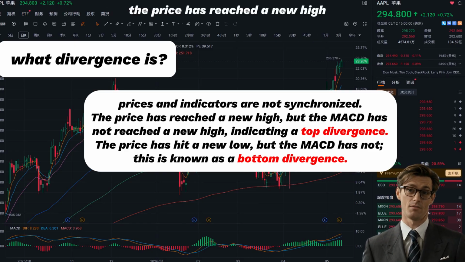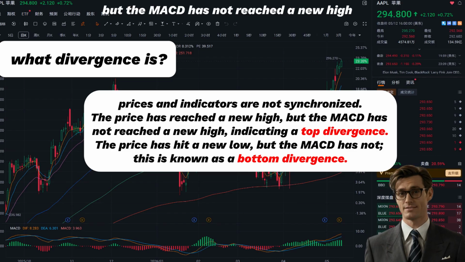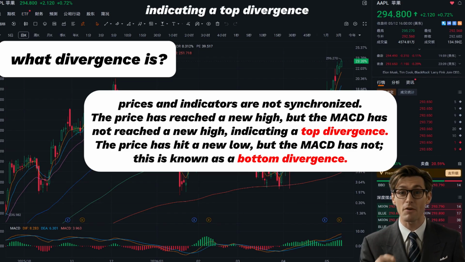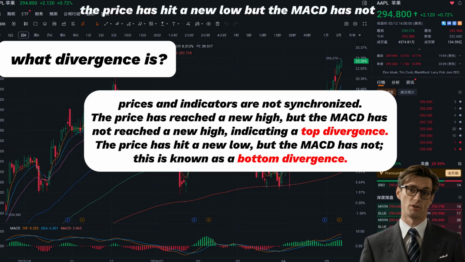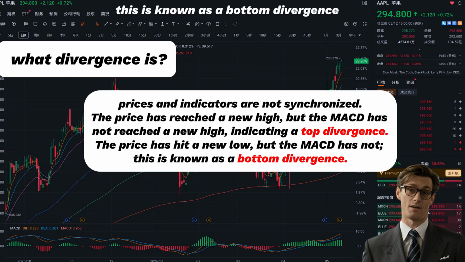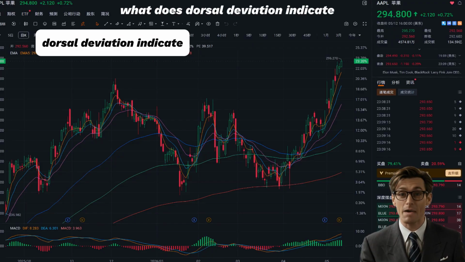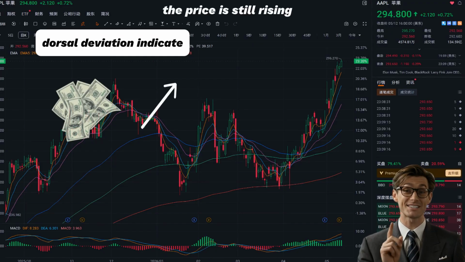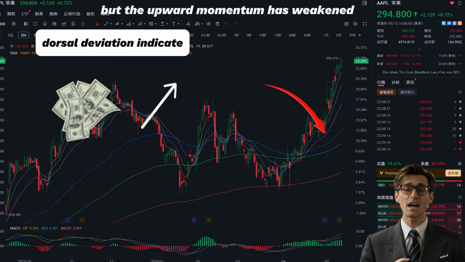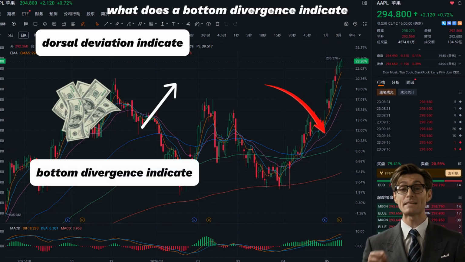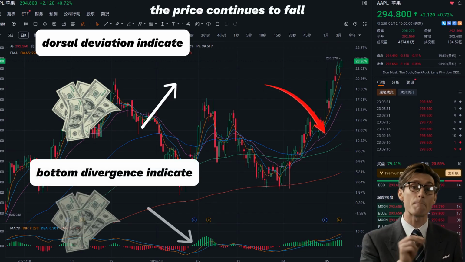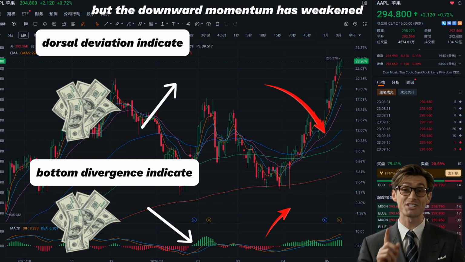The price has reached a new high, but the MACD has not reached a new high, indicating a top divergence. The price has hit a new low, but the MACD has not. This is known as a bottom divergence. What does a top divergence indicate? The price is still rising, but the upward momentum has weakened. What does a bottom divergence indicate? The price continues to fall, but the downward momentum has weakened.